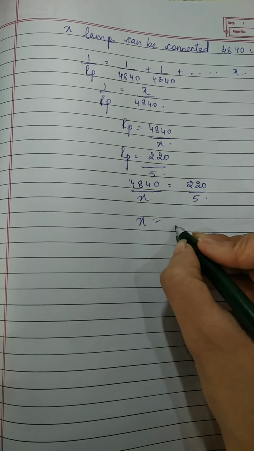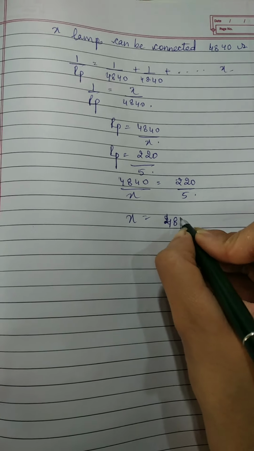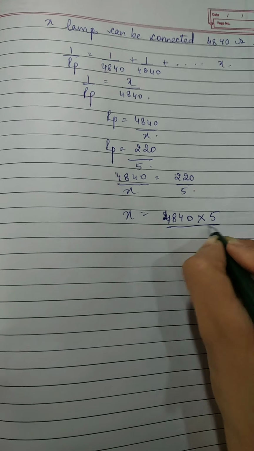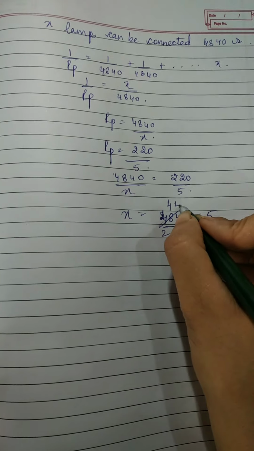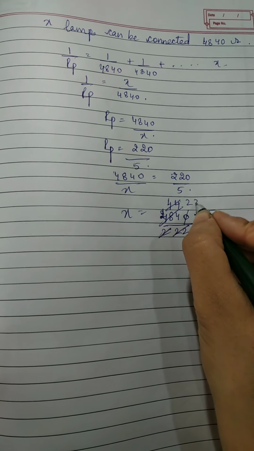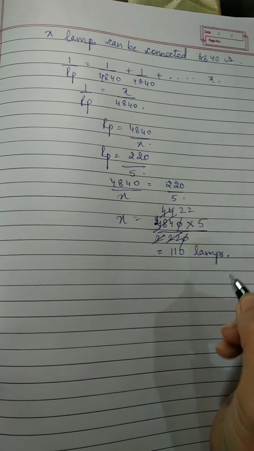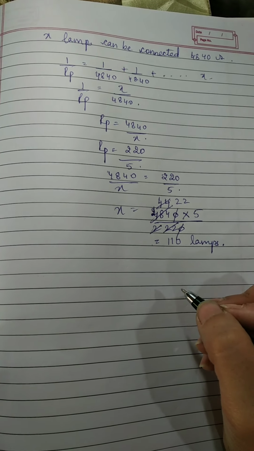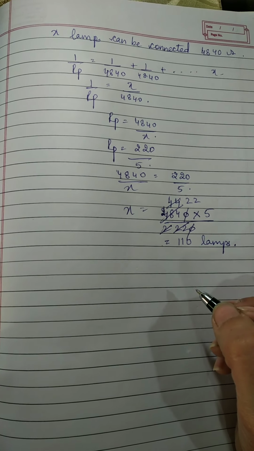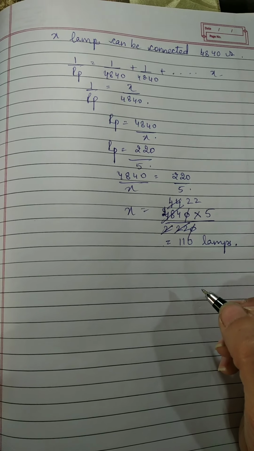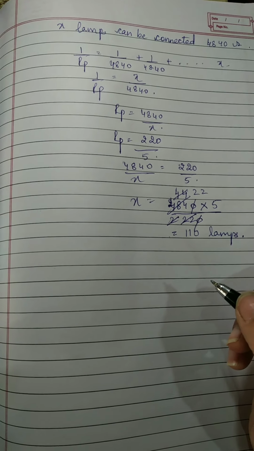Or X is 4840 into 5 upon 220. 11 twos are 110. So 110 lamps are to be connected in parallel of resistance 4840 ohm to be supported by 220 volt, 5 ampere electric supply. I hope it's clear.